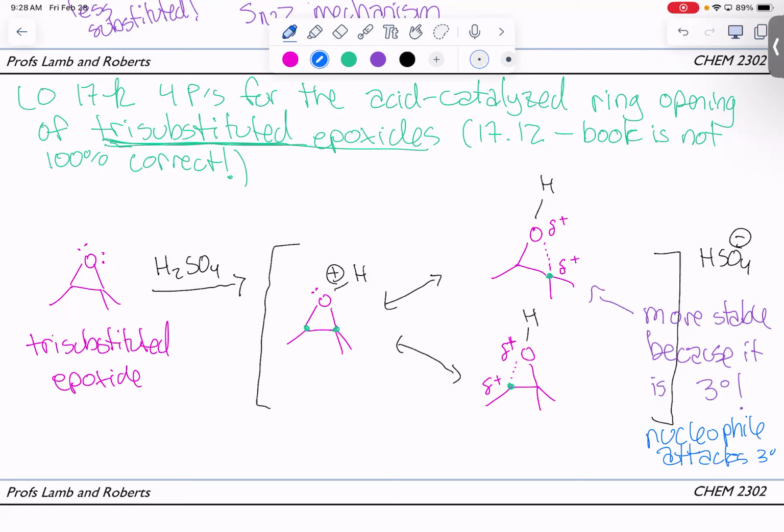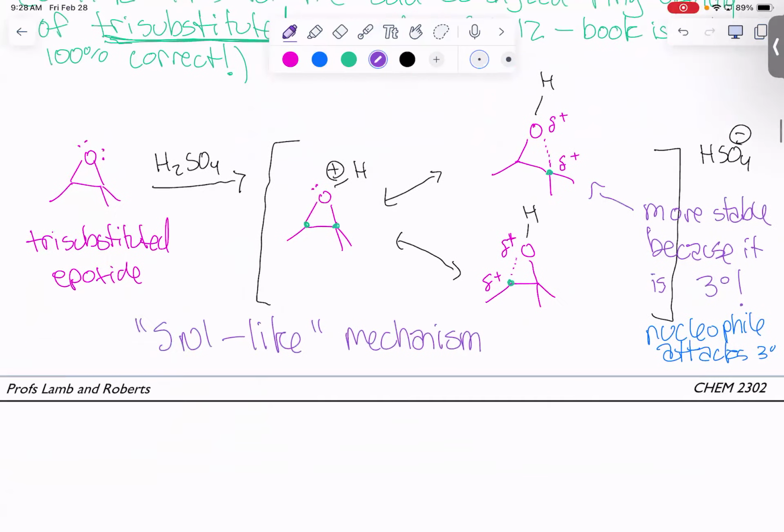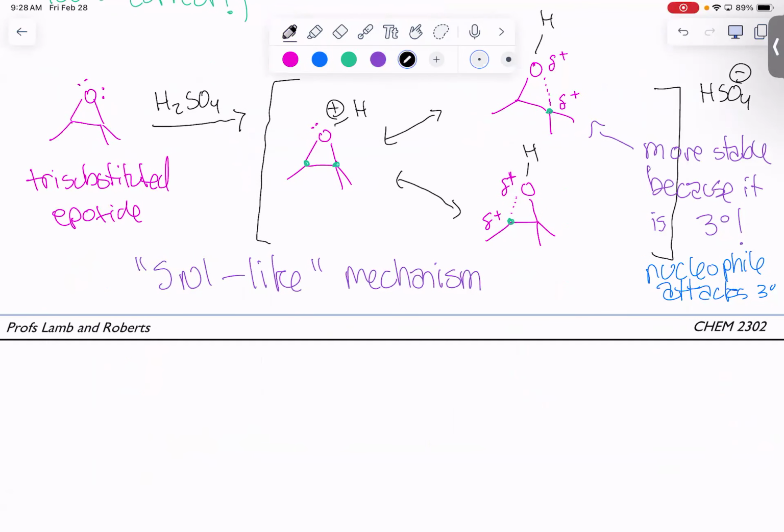So this is a more SN1-like mechanism. I'm not calling it a full SN1 mechanism because I have not drawn a total breaking of that C-O bond. We're sort of living in between land here, all right? So it's an SN1-like mechanism. Okay, so now let's take a look at what this looks like with a nucleophile.